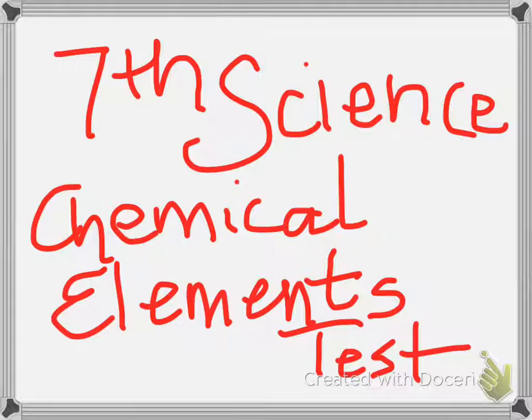Okay, 7th grade science. Number 1, a chemical formula is provided. How many atoms of nitrogen are found in this substance? Number 2, which of the following accurately describes the number of magnesium and chlorine atoms in the chemical formula?